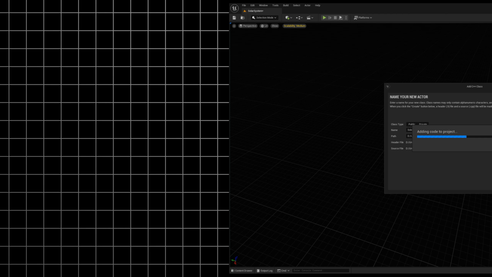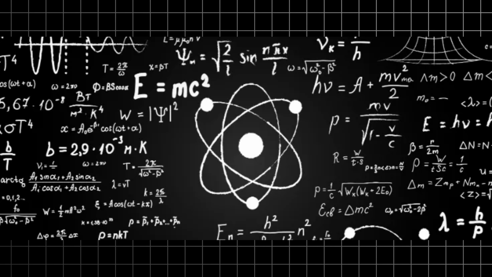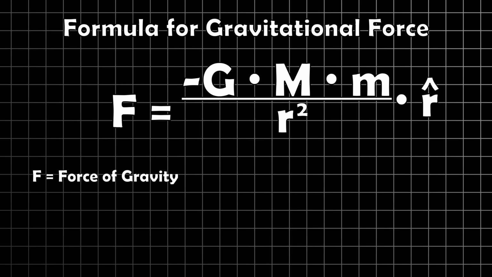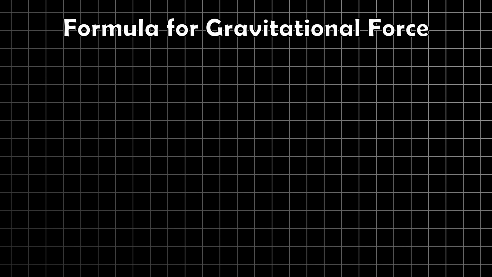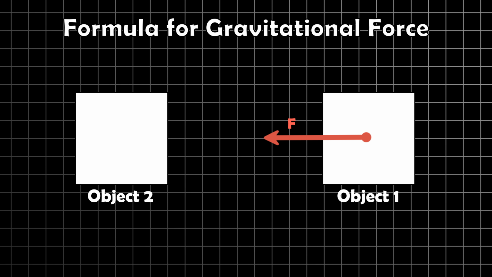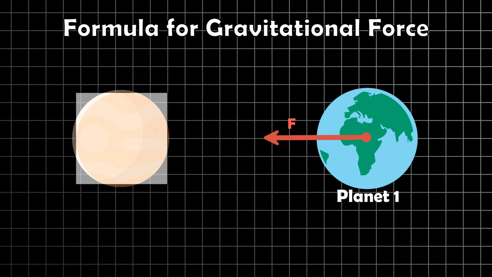I will now try to explain the physics behind it as best as I can, so if you're not interested in my nerdy talk, skip to the following timestamp. Alright, let's talk physics. We will be using the formula for gravitational force, which is this fun little thing. It is used to calculate the force that one object receives from a different object. In our case, the force that one planet receives from another planet.